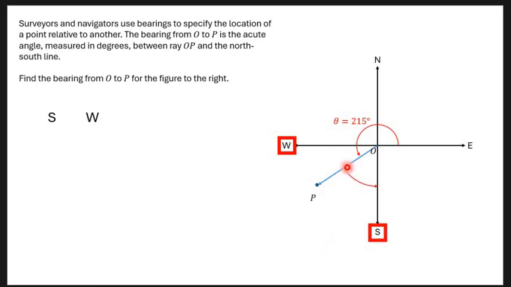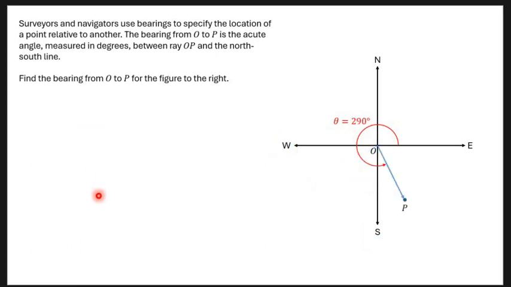And that angle is short of a 270 degree angle. So if I want to know this acute angle, all I have to do is take the given angle, 215 degrees, and subtract it from that 270 degree angle. So this angle is 270 minus 215, or a 55 degree angle. So my bearing then is south 55 degrees west.